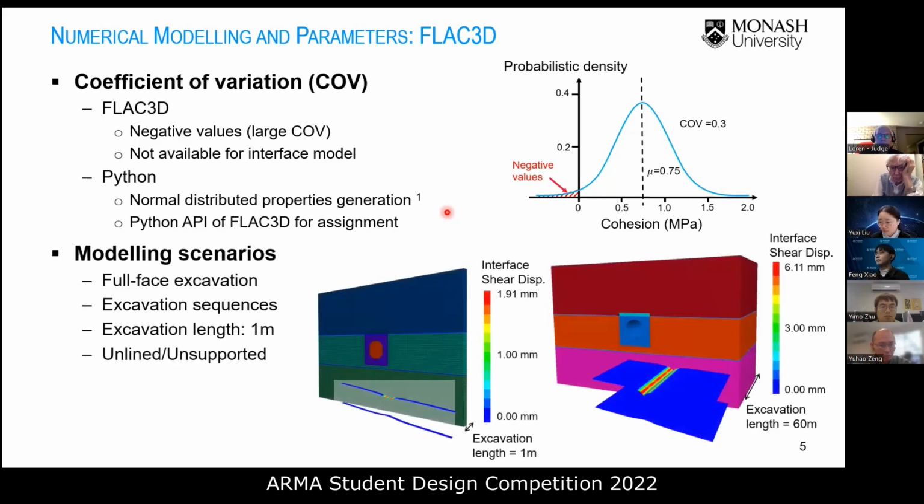Moreover, there are some modeling scenarios applied to the model. The 4-phase excavation method is used in the model, and the excavation length is taken as 1 meter in the unsupported condition. From the figure here, we compare the displacement in the 1 meter excavation length with the 60 meters excavation length. And the case with 1 meter excavation length has a smaller displacement result compared to the other cases. For the calculation efficiency of the large calculation cases, we choose 1 meter excavation length in the model eventually.